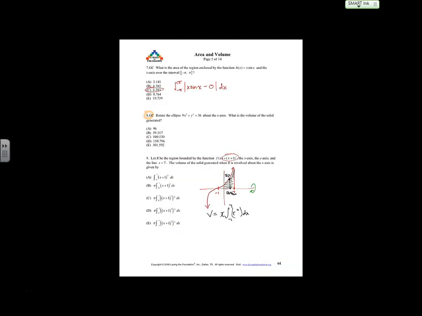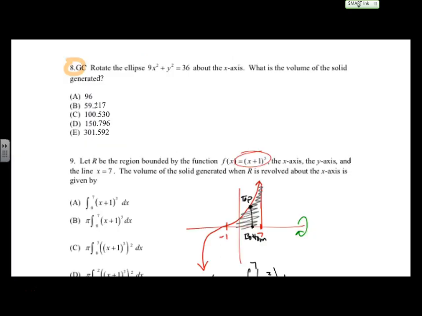Okay, that was number 6. I think the next one was number 11. Oh, not number 8. Oh, great. We have the graphing calculator.